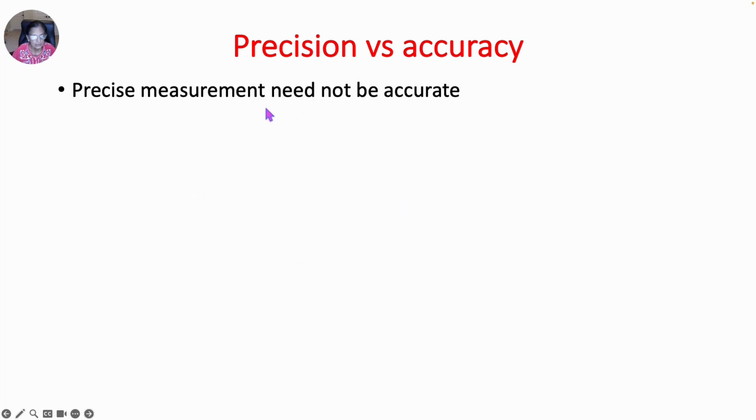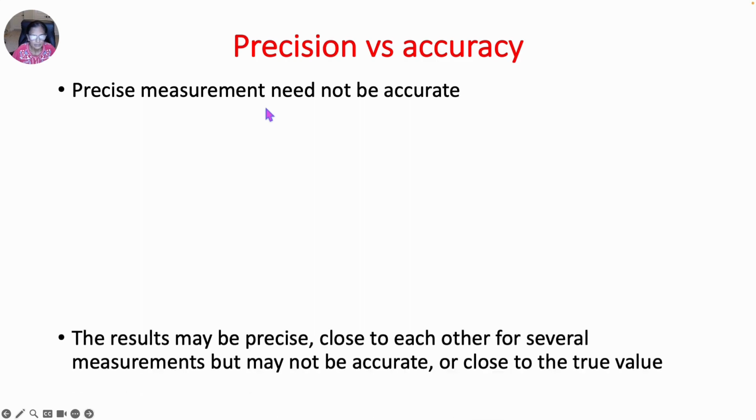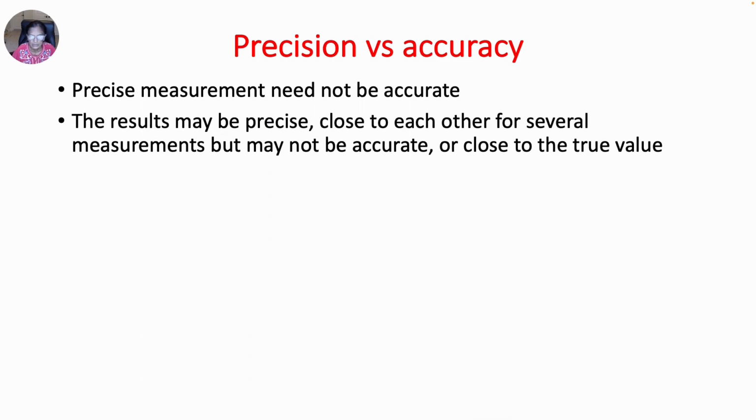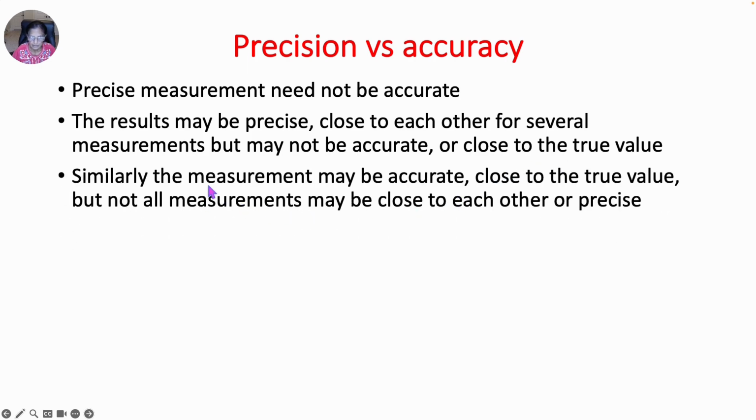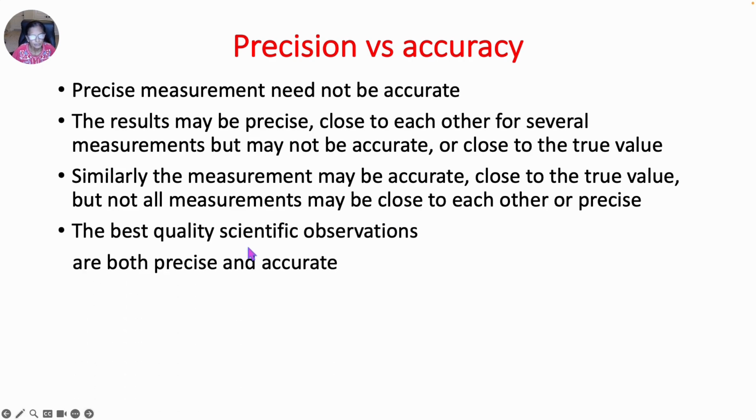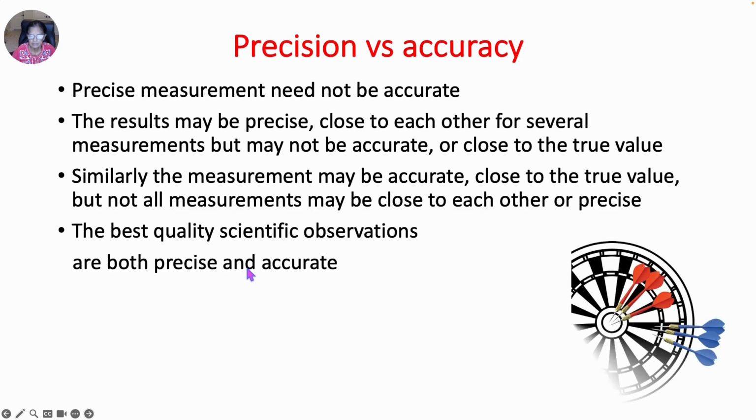Precise measurement need not be accurate. It need not be close to the true value. The result may be precise, close to each other for several measurements, but may not be accurate because it's not close to the true value. Similarly, a measurement may be accurate, close to the true value, but not all measurements may be close to each other or precise. The best quality scientific observations are both precise as well as accurate.